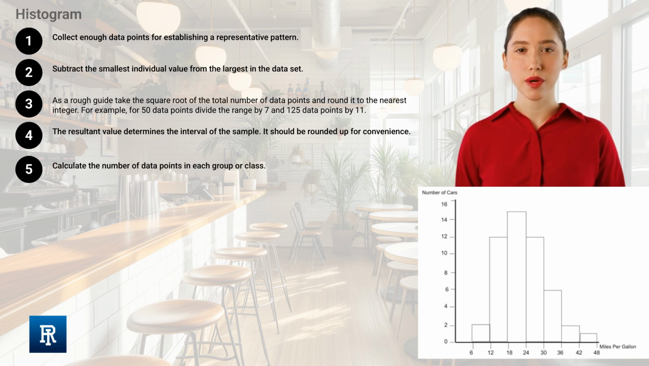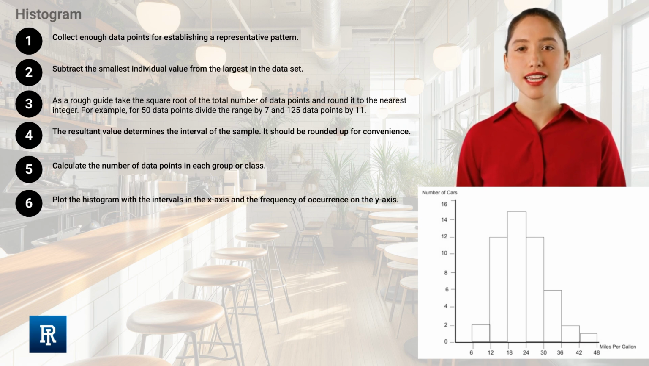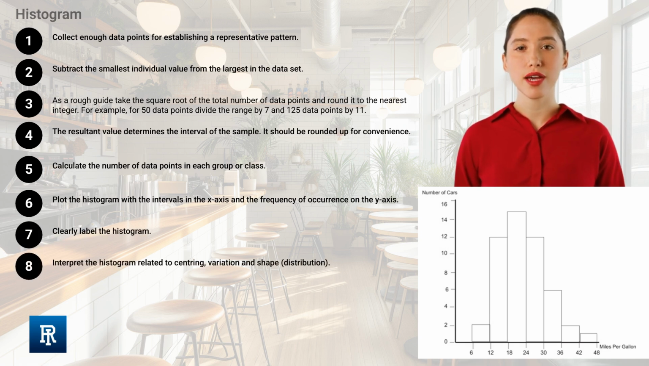Calculate the number of data points in each group or class. Plot the histogram with the intervals in the x-axis and the frequency of occurrence on the y-axis. Clearly label the histogram. Interpret the histogram related to centering, variation, and shape or distribution. For example, let's say you're measuring car fuel efficiency. A histogram might show most cars get 20-30 mpg, but a few outliers hit 40+. That skew tells you something important.